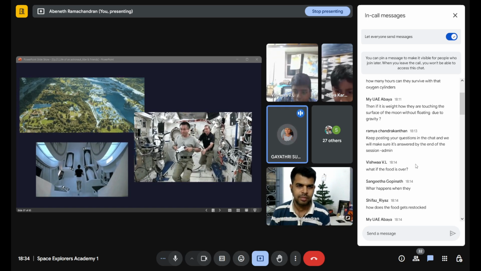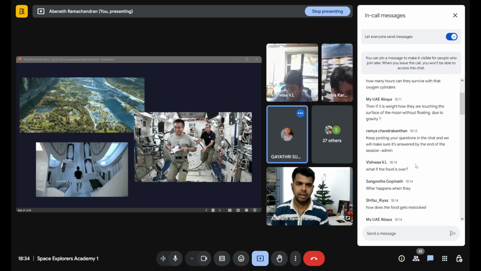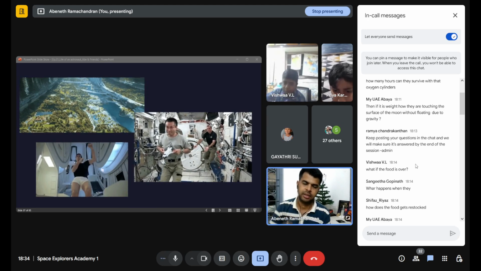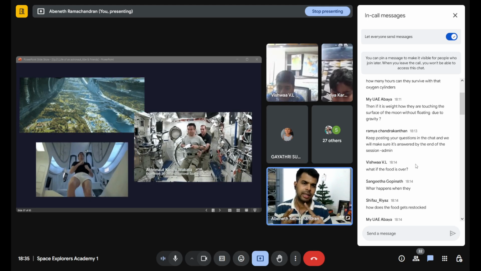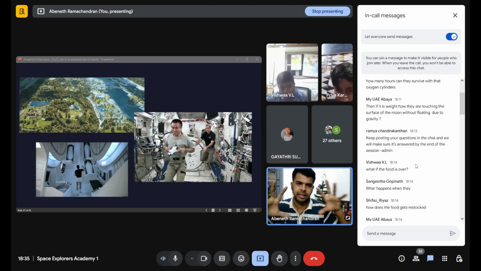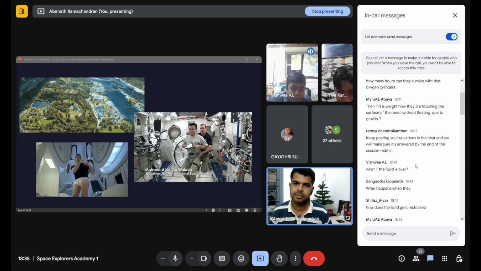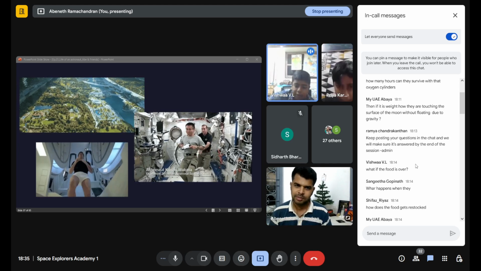Sir, inside the space station is there any air? There is air. There is pumped air, a small amount of positive pressure air. They will mix oxygen and a little bit of nitrogen, and pump it inside the International Space Station so that they can breathe normally.